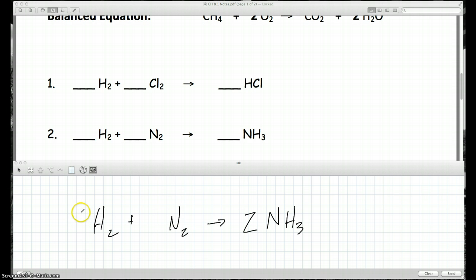Now to get 6 H's over here, what I'm going to do is put a 3. So I got 6 on this side. What number can I put here that's going to multiply 2 to get 6? Well, 3 times 2 is 6. And so the H's are good. 6 H's here, 2 times 3, 6 H's there. 2 N's and 2 N's. We're done. Move on to the next one.